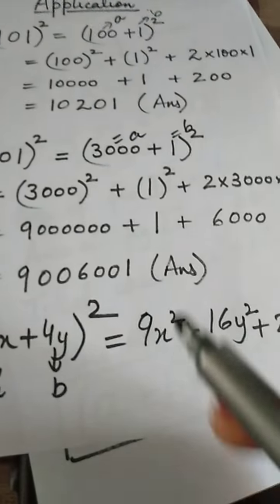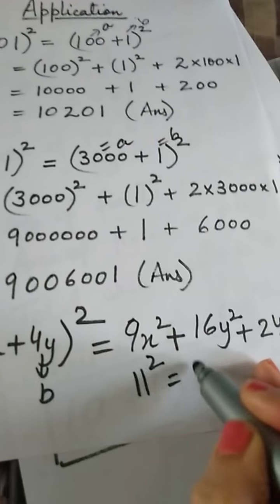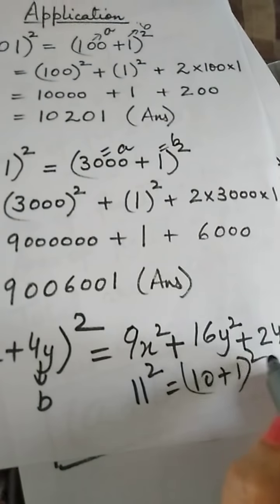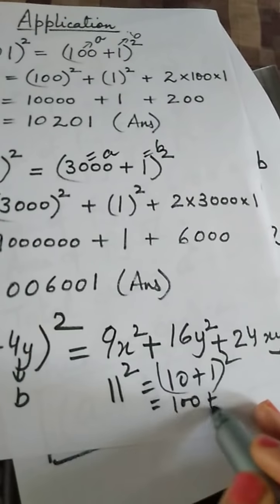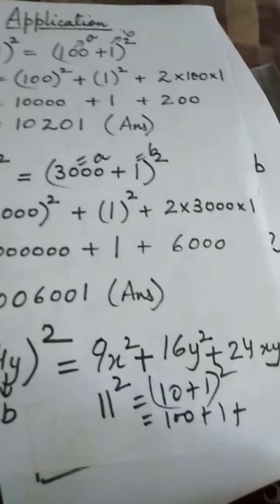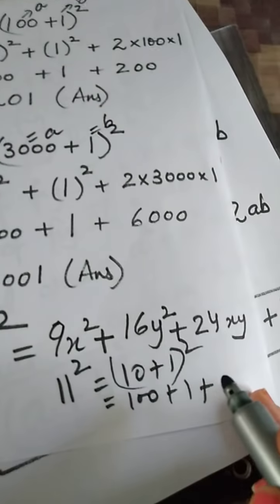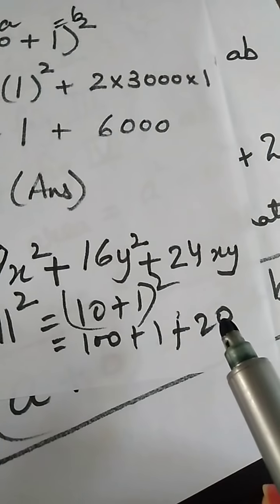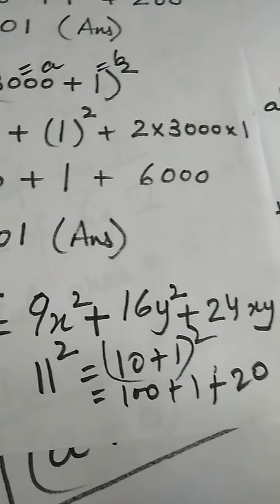Clear? Like 11 square. Hurry up, fast. 11 square, (10 plus 1) the whole square. Simple. It makes it so simple. So just do it mentally. 10 square is 100. 1 square is 1. And you should know the square of 11, children. And 10 ones are 10, into 2 is 20. So this is 100 plus 1 plus 20, that is 121, which is the square of 11.